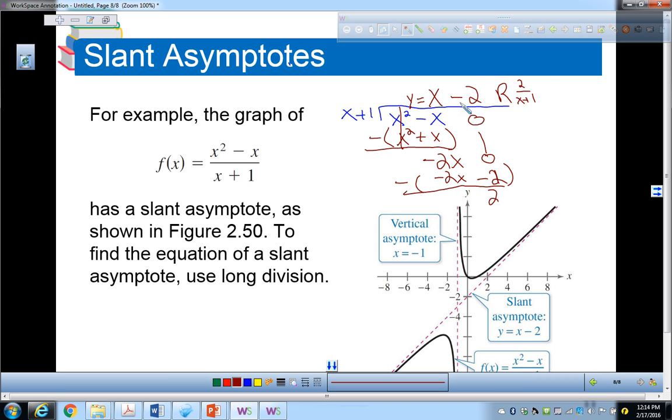This is the equation of a line. And what happens with the remainder if x gets really, really big? What does it turn into? What's 2 over a huge number? 0, okay? So this turns into 0, and you end up getting just this equation, y equals x minus 2, which is the equation of the slant asymptote.